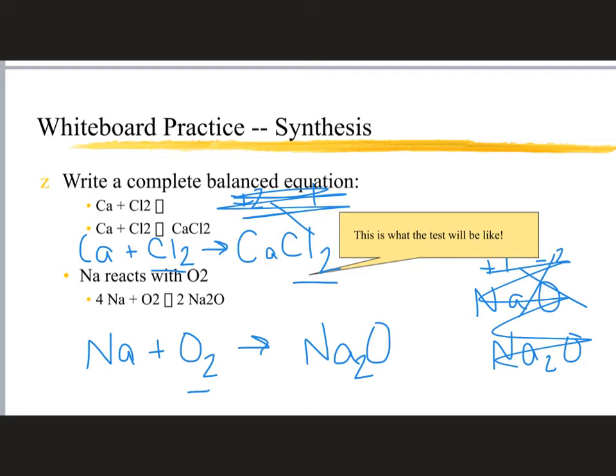I have 2 oxygens on the left, 1 on the right, and 2 sodiums on the right, 1 on the left. So I'm going to start with the oxygens. The 2 on the left means that I would need a 2 coefficient on the right to make that 2 oxygens. Now that creates a total of 4 sodiums. So I'm going to need a 4 in front of the Na on the left. I usually leave the lone atoms for last because they're usually easier to balance. So final answer there, 4Na plus O2 yields 2Na2O.